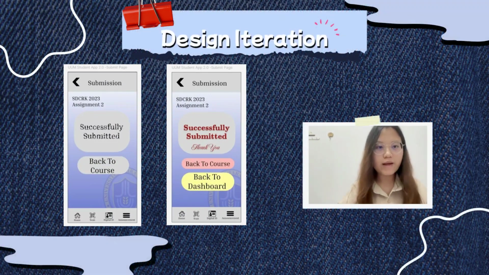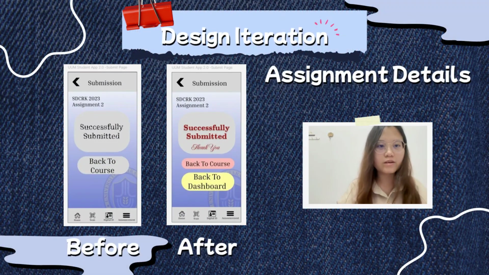The last improvement we made after the usability testing is on assignment details. Users told us that the navigation after they submit the assignment had errors, so they were confused about how to go back. So we added a back to dashboard button at the submission confirmation, so that the user can click on it and go back to the dashboard.